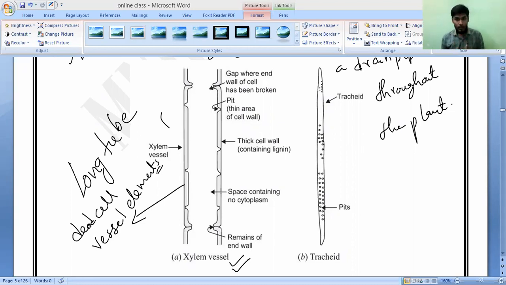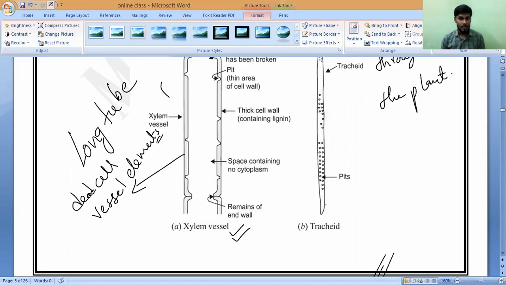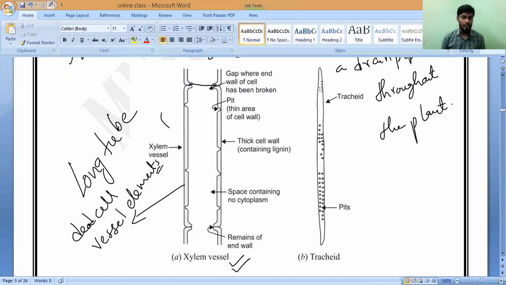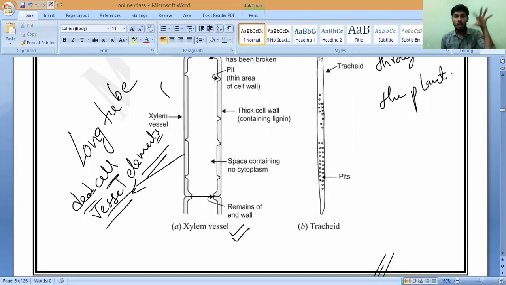So in our picture, if you observe, what is a vessel element? Can you say from where to where I can call it a vessel element? From this part to this part, this fully is called what? One vessel element, or dead cell. So like this, millions of dead cells have been joined one end to the other end. That is what forms a long tube. That is what we should call a xylem vessel.